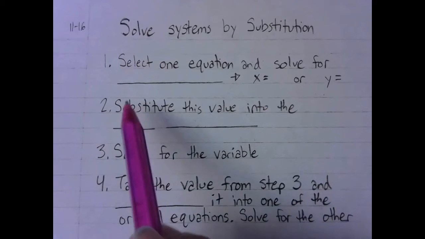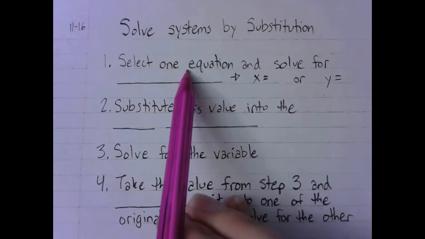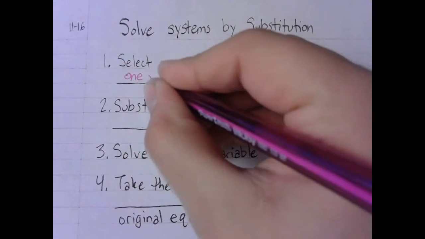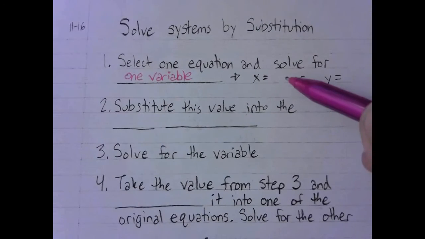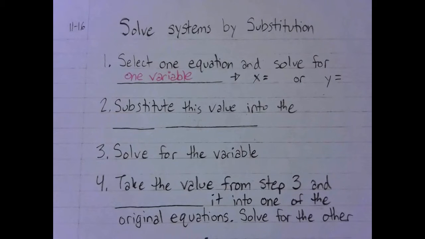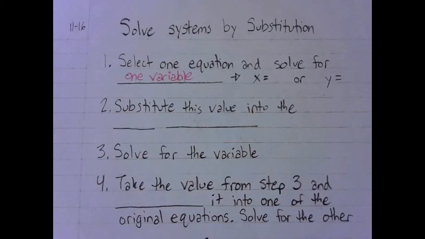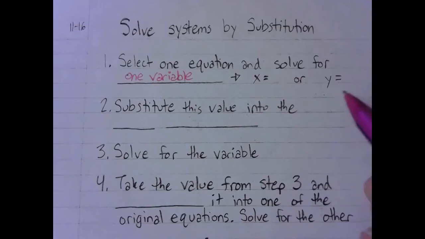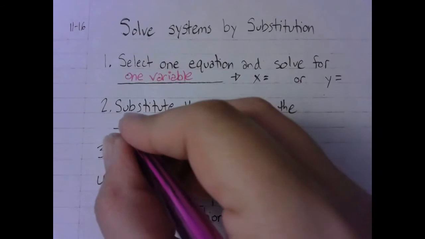Okay, here's step one. You've got two equations. You select one and solve for one variable. So either you're going to get x equals something or y equals something, whichever one's easier to do. So x equals or y equals, that's what we mean by solve for one variable. Then whatever we get, that x equals blah blah blah, or the y equals blah blah blah, substitute that into the other equation.